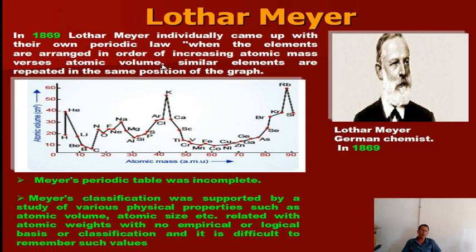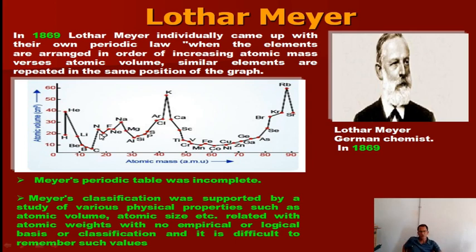He compared the atomic size, atomic volume, with atomic weight, that is atomic mass. So he plotted a graph, atomic volume versus atomic mass, and he found that with increasing atomic mass the graph also changes, but the similar elements having similar properties are occupying the same place in the graph.